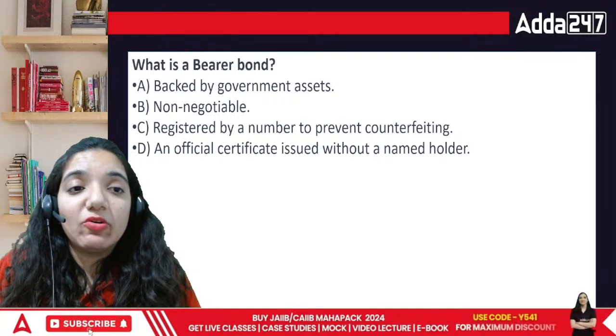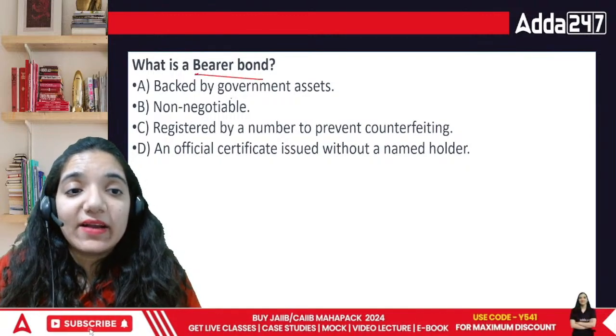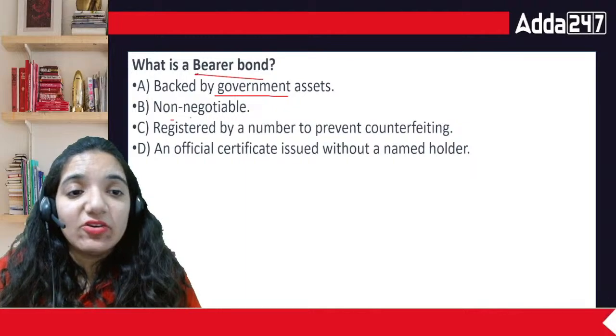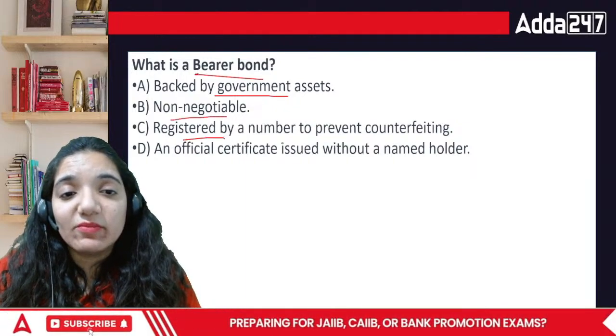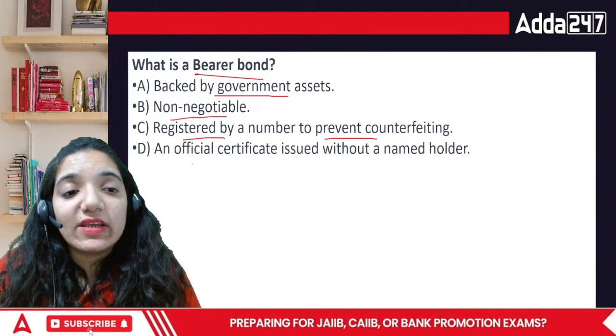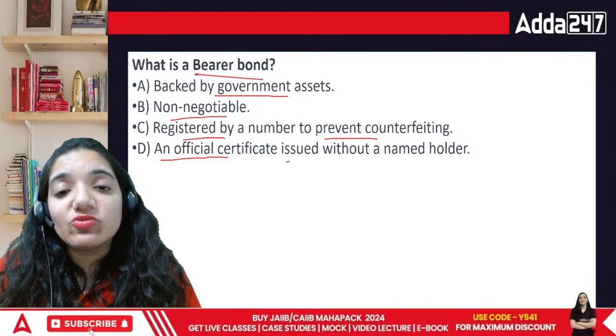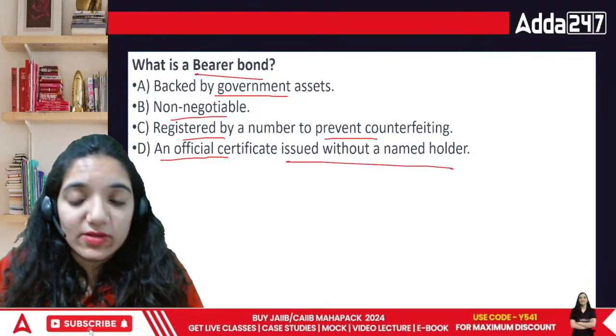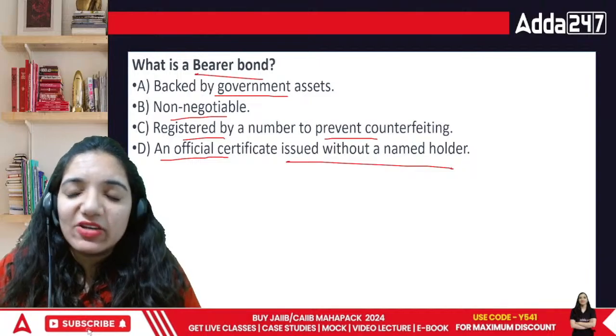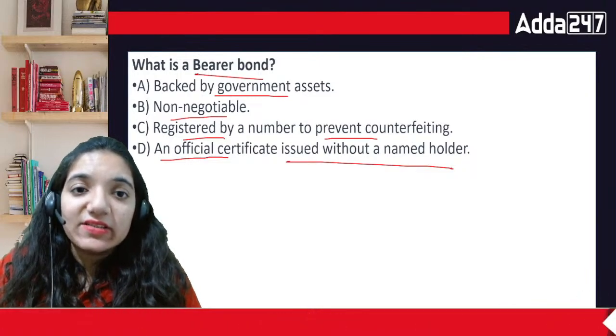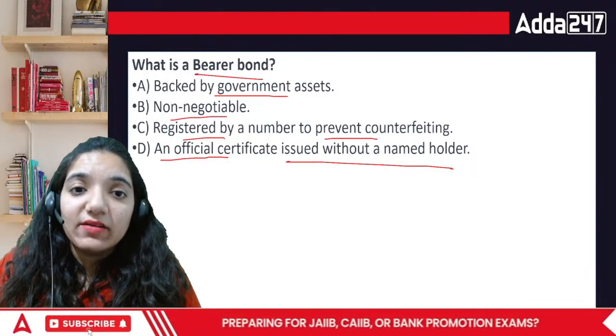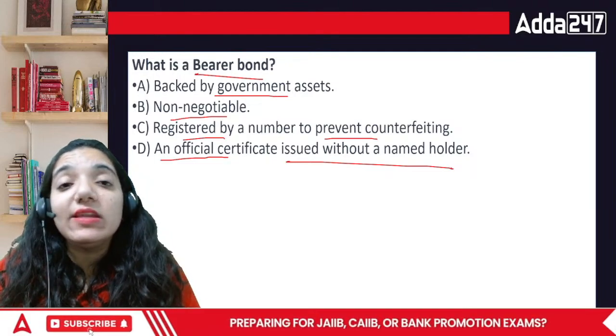So here comes a bond which is called bearer bond: backed by the government assets, non-negotiable, registered by the number to prevent counterfeiting, an official certificate issued without a named holder. Acha, what do you mean by bearer? The person is clearly not stated. That is what we call a bearer bond. You know, so a bearer bond is the one where no name is stated.